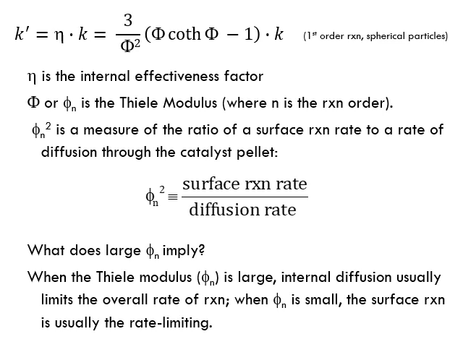And when phi n is small, that means the surface reaction rate is smaller or slower compared to the diffusion rate. Diffusion rate is fast. I don't have a problem with the diffusion. I have a problem with the reaction rate. So in this case, the surface reaction is usually rate limiting.